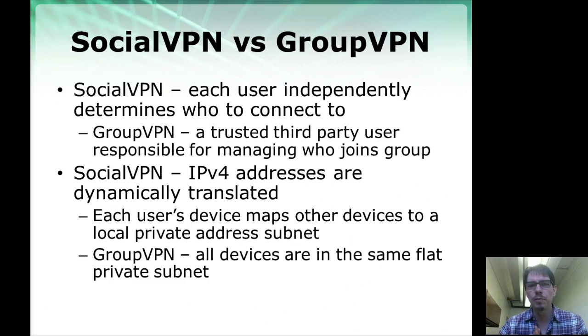So the idea in social VPN is that every user maps to an address on your local subnet, and then we dynamically map the address of a user, the identity of a user, to the address that you assign it to in a local network. Group VPN, on the other hand, is intended to be an environment where people come together to form, for example, a virtual private cluster to run applications. And dynamic address translation is not necessary, and all devices are basically in the same virtual private subnet, as a typical cluster normally works.